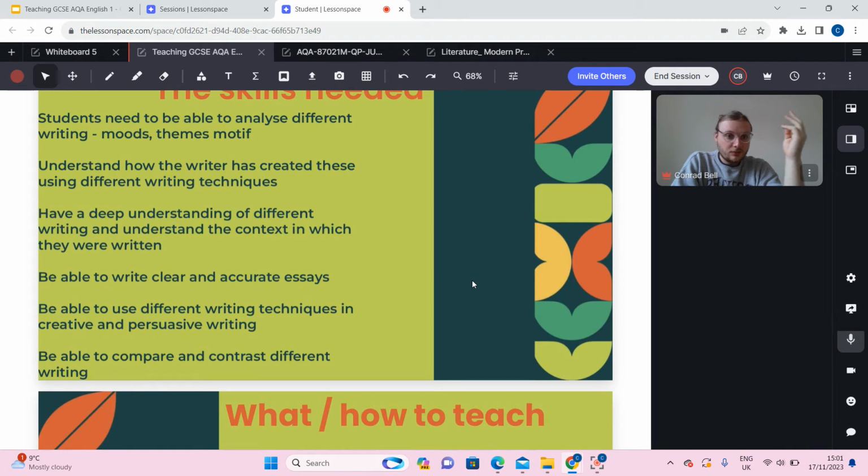So they have three different pieces of writing, and the context in which they were written is really important, because that's also one of the areas that they need to hit. They need to understand the time it was written and why that affects the writing.